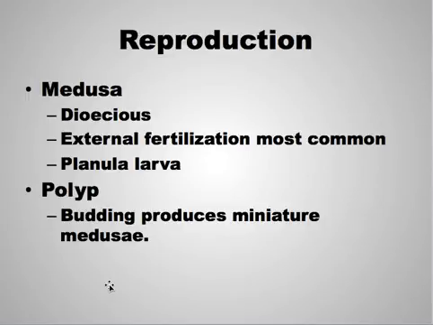Reproduction. For that reproduction, the medusa is dioecious, so it has male and female forms. External fertilization is most common. They can also reproduce by budding, in which case the polyp can bud off little baby polyps that are genetically identical, little clones of the existing polyp.